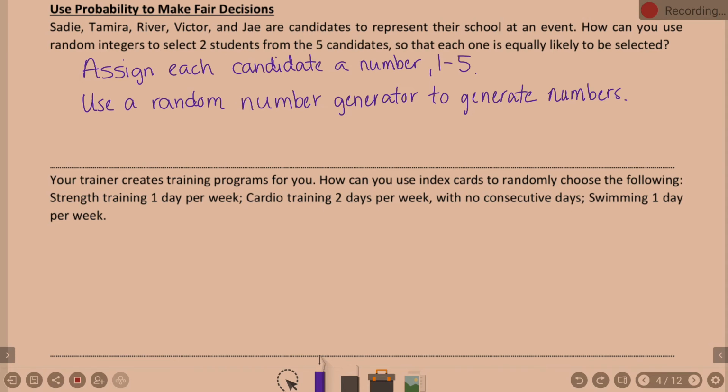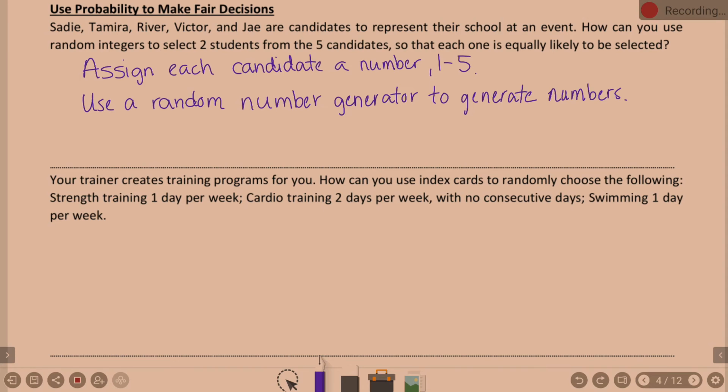Your trainer creates training programs for you. How can you use index cards to randomly choose the following? Strength training 1 day per week, cardio training 2 days per week, with no consecutive days, and swimming 1 day per week.